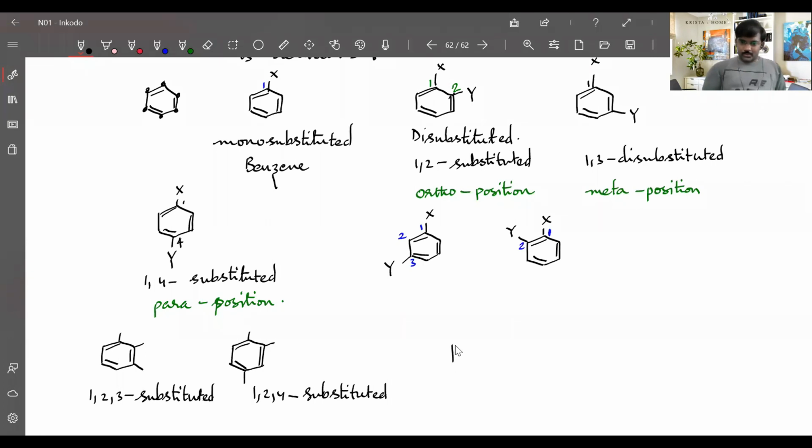So next, one more you can see: 1, 3, 5. That's a tri-substitution also. Tri-substituted, or you can also say that it is symmetrically substituted. Symmetrical isomer you can say this, because 1, 3, 5 are at equal distances from each other. So that's why it is a symmetrical compound, a symmetrically substituted compound, right?